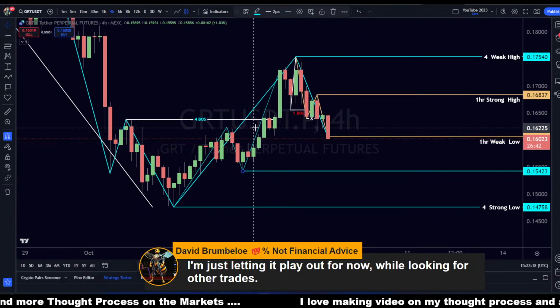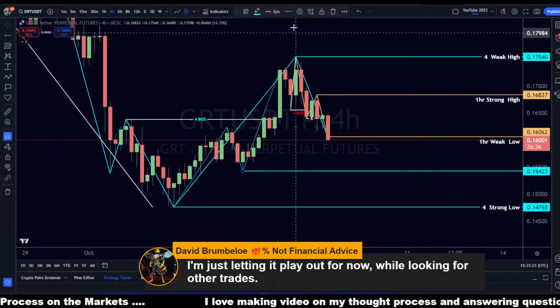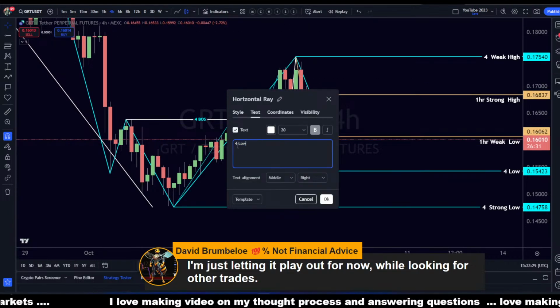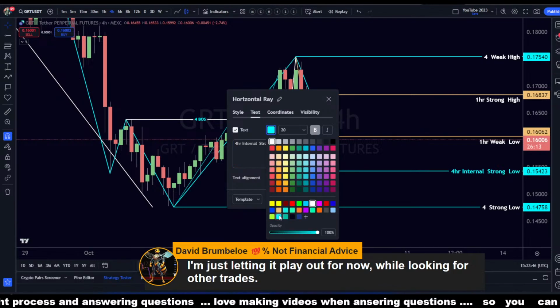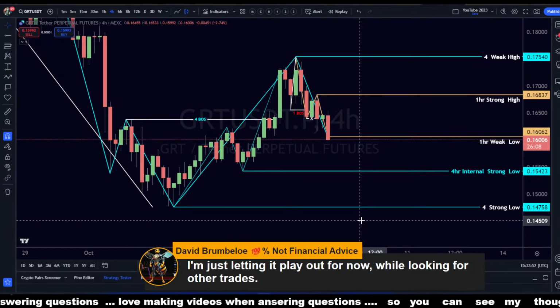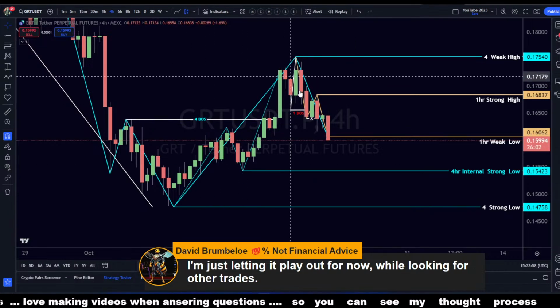And because we broke this on the internal, this would be a 4-hour internal strong low. Come over here. And this 4-hour internal, very important. We'll put 4-hour internal strong low, and we'll put this in blue just so it stands out. So that's what we have. Now this can be broken and still remain bullish, because the overall sentiment is bullish.